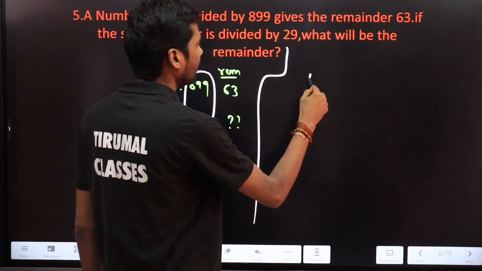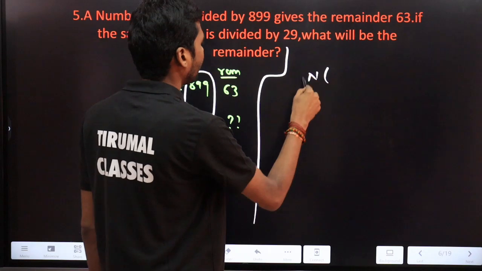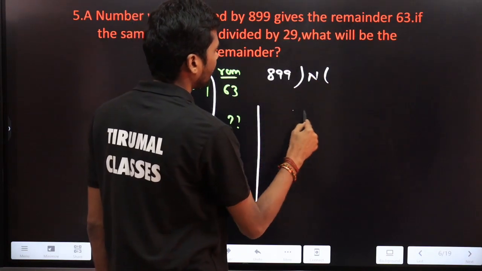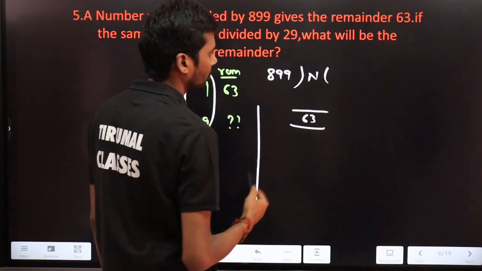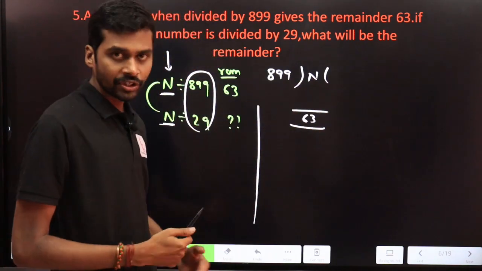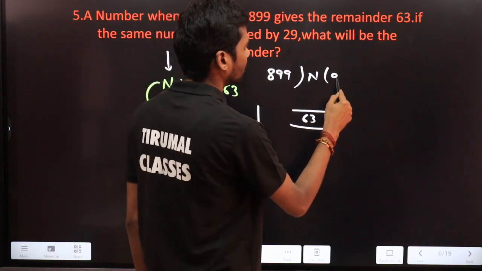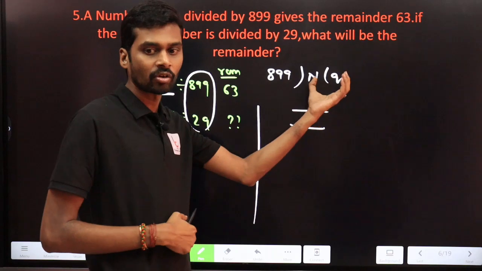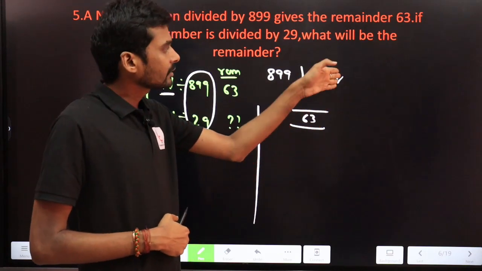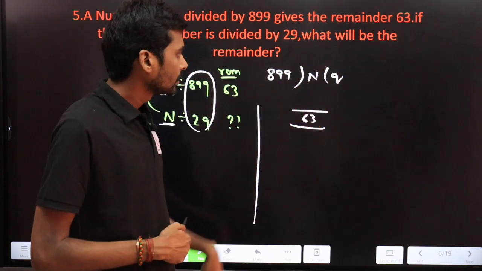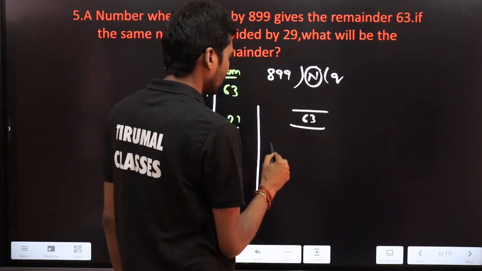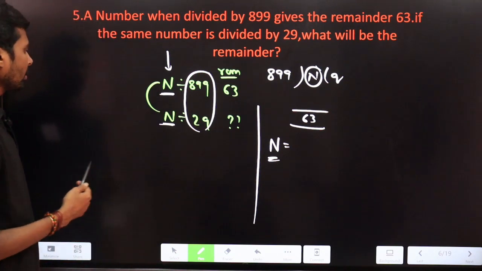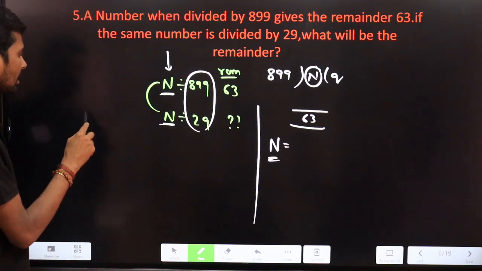So we take n, and when we divide with 899, the respective remainder is 63. Since we don't know the quotient, let us consider the quotient part as q. Now what is the general form of n? Maybe you are aware of it, we have already seen it in the previous class.